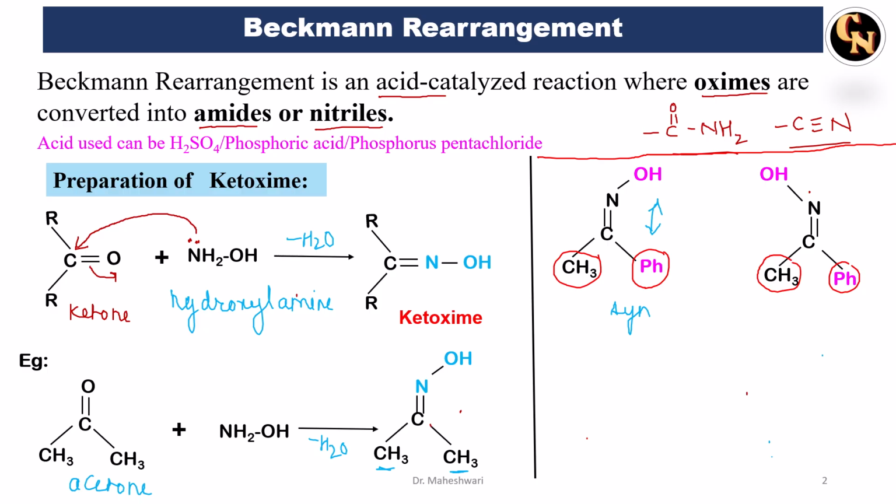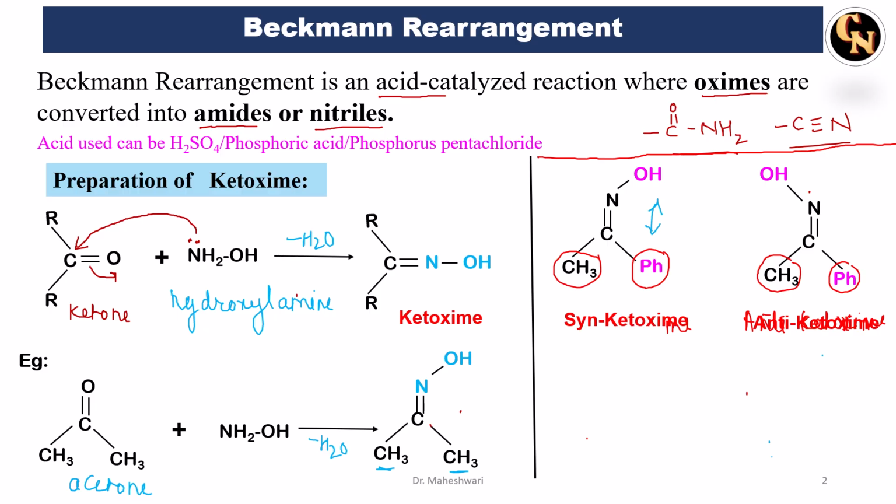So we will be naming them as, because this is on the same side, Ph and OH, this will be called syn aldoxime. It is not aldoxime, it is a ketoxime, syn ketoxime, and this will be anti ketoxime. Now why are we studying this? This is because your Beckmann rearrangement is highly stereospecific. Okay, it is a highly stereospecific reaction.